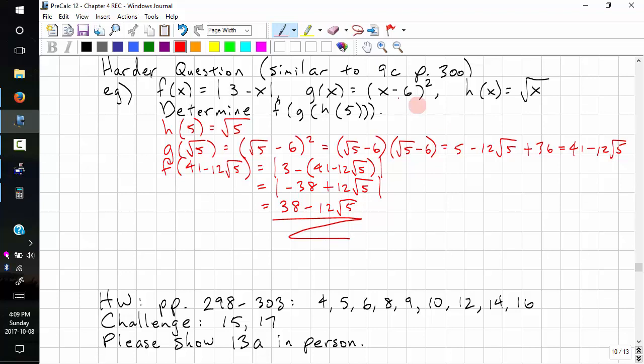So if you're given a question like this, answer without a calculator. This should be exact and not a decimal. You will lose marks on a test by using decimals. And that completes this lesson.